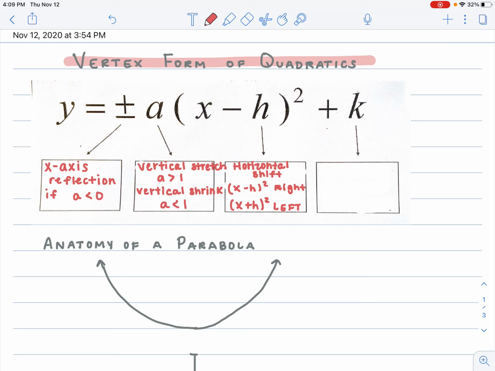And finally, this k, the plus k right at the end, is your vertical shift, so you're up or down. If it is a plus k, you're going to go up k units. If it is minus k, you're going to go down k units. So that's what you can get from the vertex. Why we like this is because when you see this, you have your vertex right away, which makes it very nice.